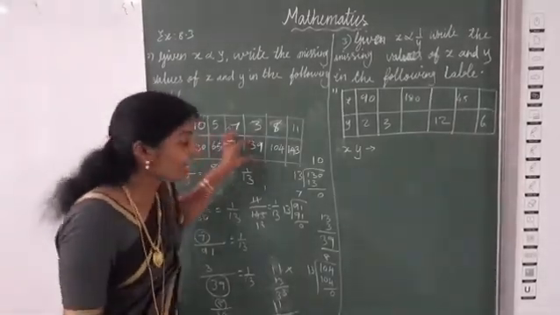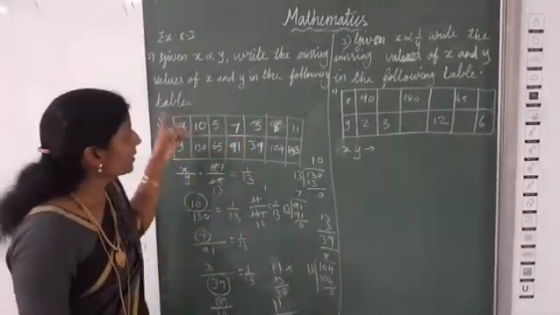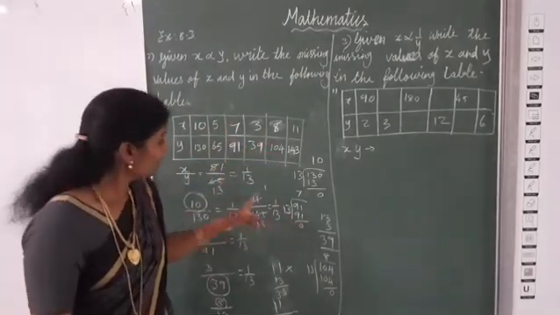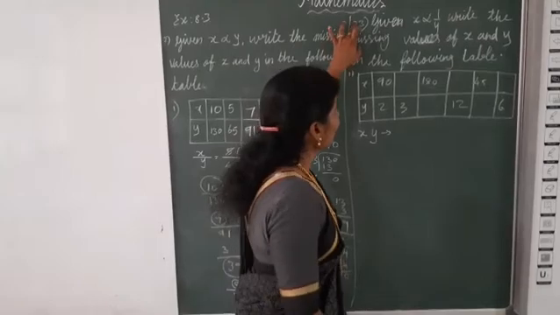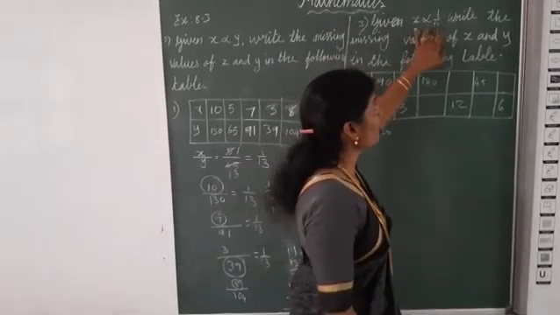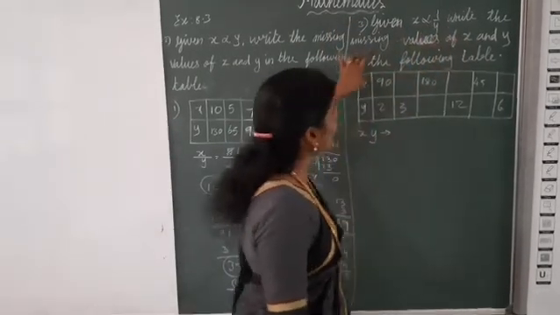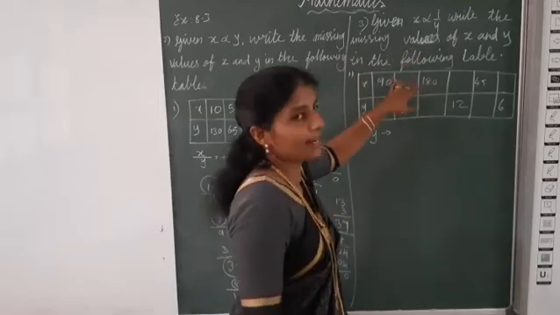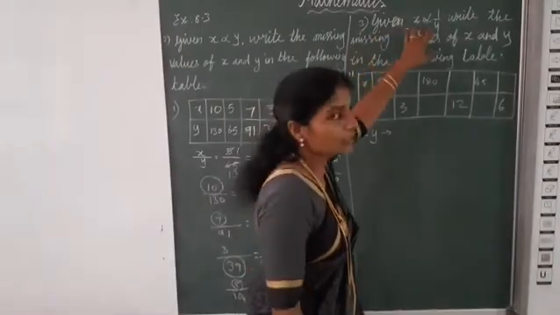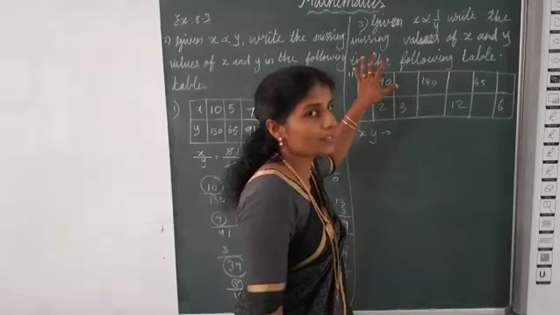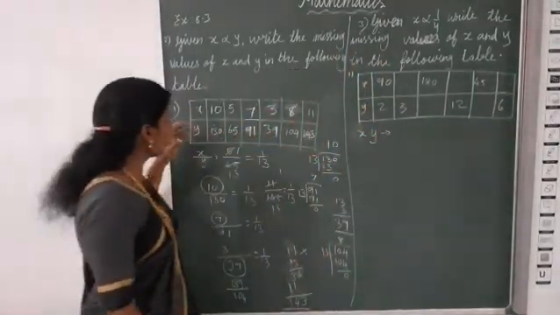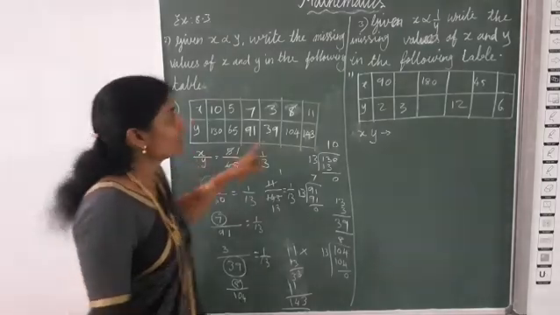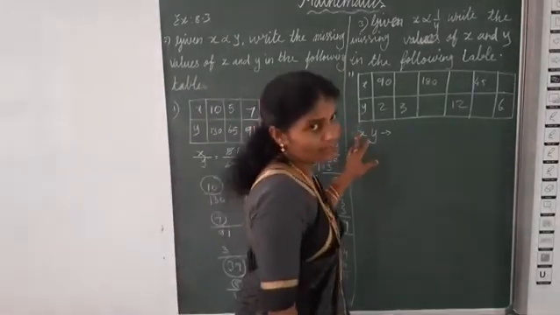If the denominator is given, we can divide it. If the numerator is given, we can multiply by 13. That's all. Okay, now the third one. Given x proportional to 1 by y, write the missing values of x and y in the following table. Here x proportional to 1 by y means this is inverse proportion, so we multiply x and y. In direct proportion, we divide x by y. Inverse proportion means we multiply x and y.